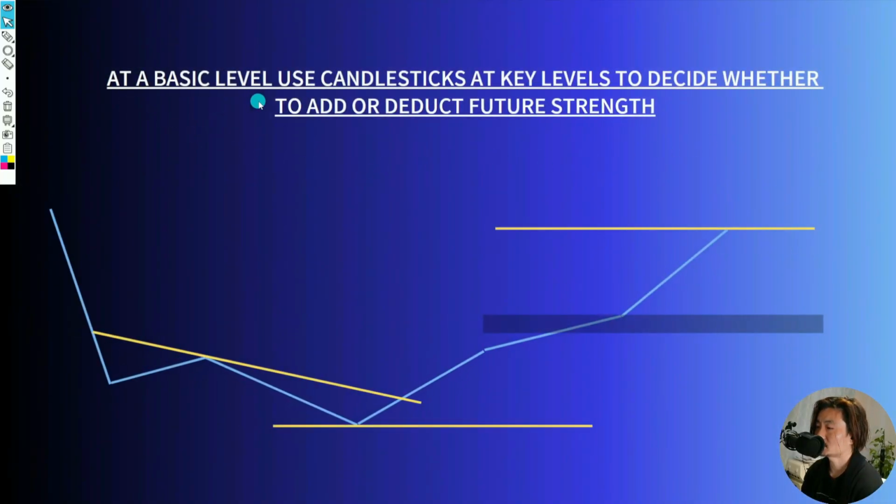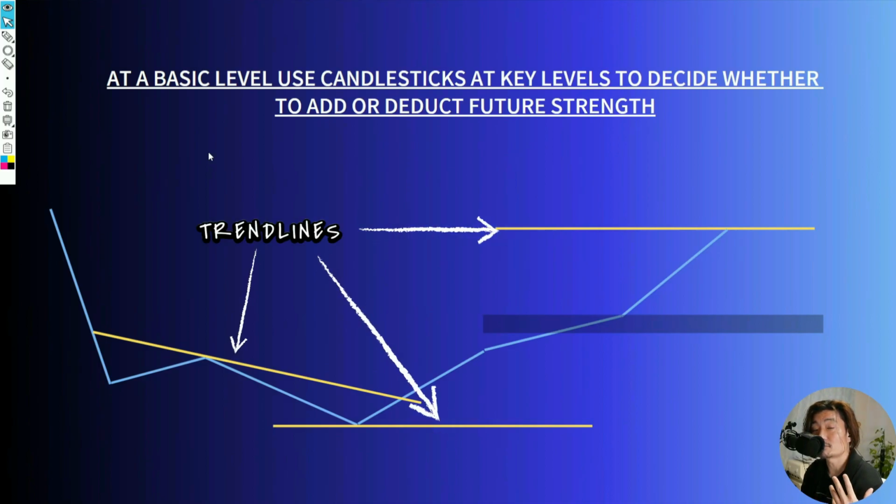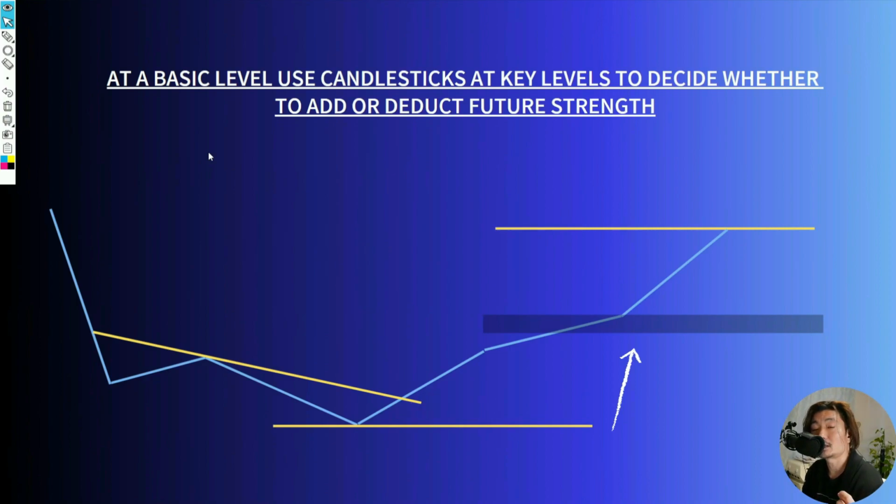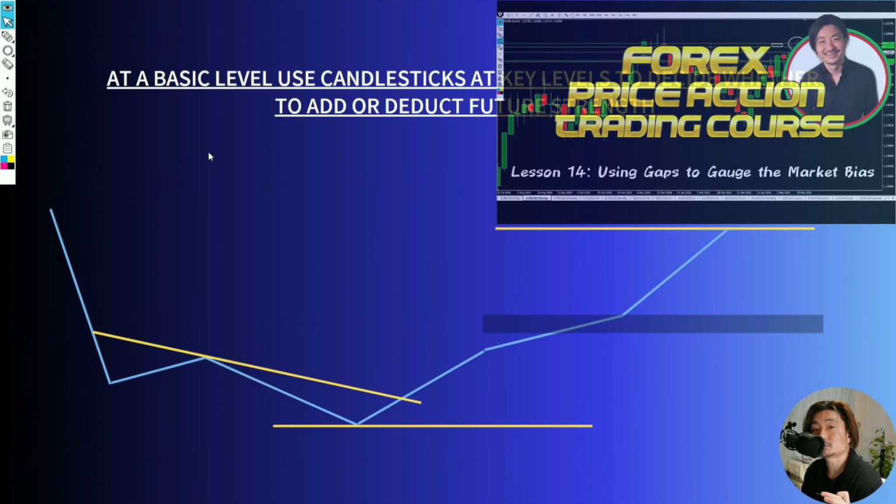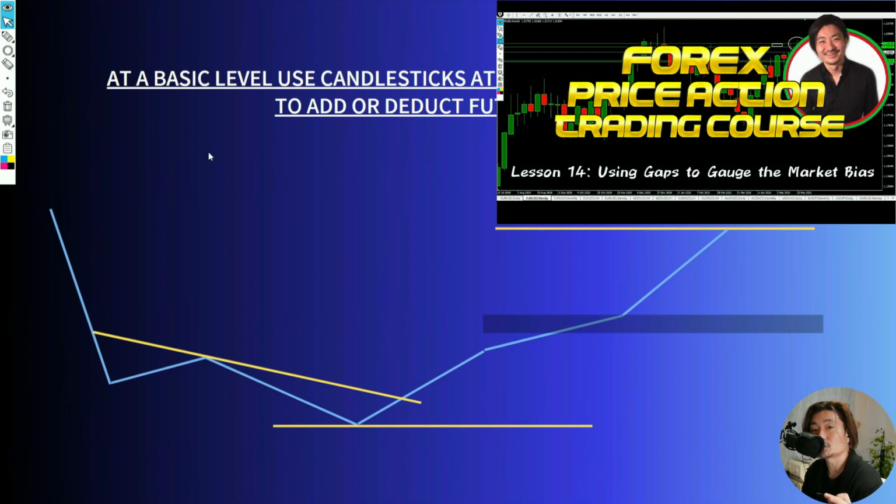Okay, so at a basic level, use candlesticks at key levels to decide whether to add or deduct future strength. When it comes to candlesticks, the amount of future long and short strength is minimal compared to the other elements that can provide future long and short strength. For example, trend lines and gaps provide much more future long and short strength than candlesticks. And if you don't understand how to find trend lines and find legitimate gaps, please watch my price action trading course for the intermediate trader.